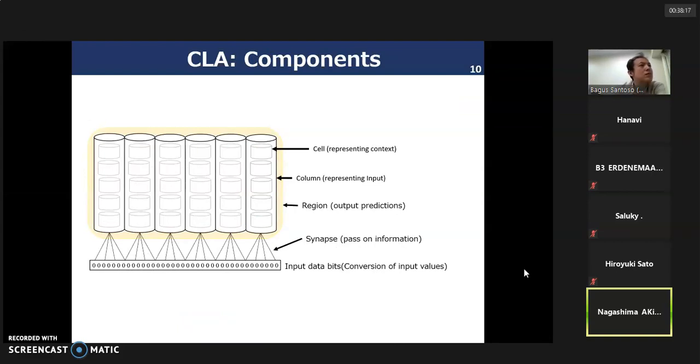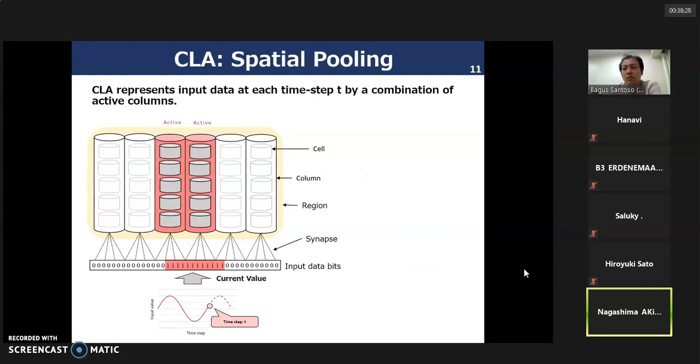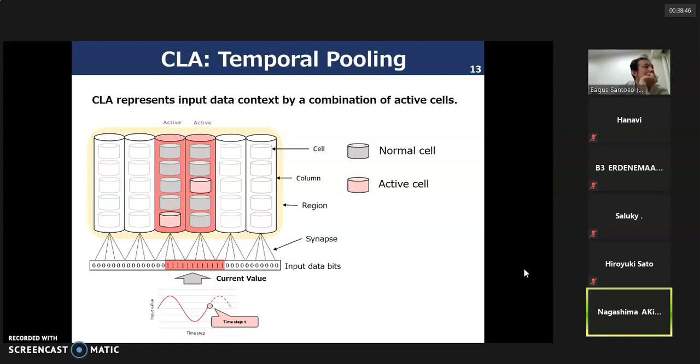Let me explain the conventional CLA. A CLA consists of cells, columns, region, synapses, and input data bits. First, the CLA represents input data at each time step by a combination of active columns. Each column has synapses for several bits, and the column with the most connected bits at 1 is chosen as active column. This process is called spatial pooling.